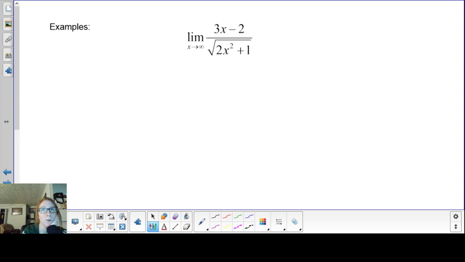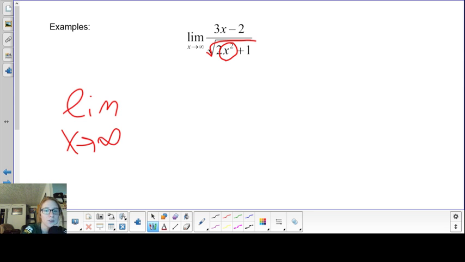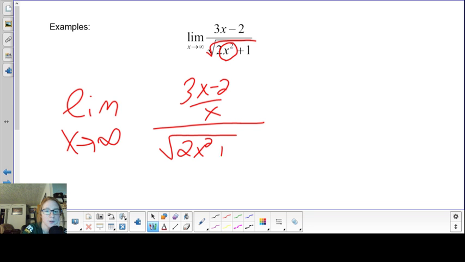So what does that mean? Well, if you take a look at this problem, right now I can't plug infinity in. If I try, I get infinity over infinity, which doesn't work. So we're going to divide out like we've been doing. But I have the square root of an x squared, which is going to help me out. On top, I'm going to divide by x, because we agree that the square root of x squared is still x. So 3x minus 2 divided by x over the square root of 2x squared plus 1 divided by the square root of x squared.